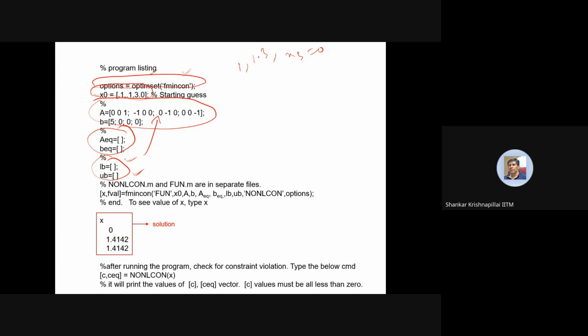Then next you execute the subroutine by typing this statement: fmincon, with the name of the objective function, starting values of x1, x2, x3, then A equality, B equality, then lower bound, upper bound values, then nonlinear constraint. Once the function is executed, the answers are stored in X. If you just type X and press return, it will show the values of X1, X2, X3 stored in X. So these are the answers.